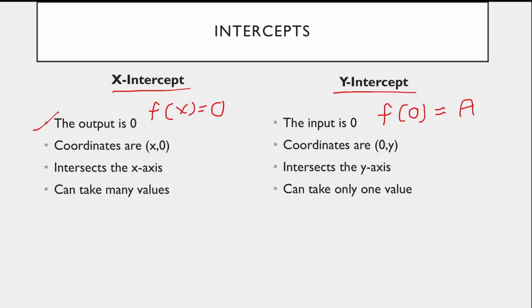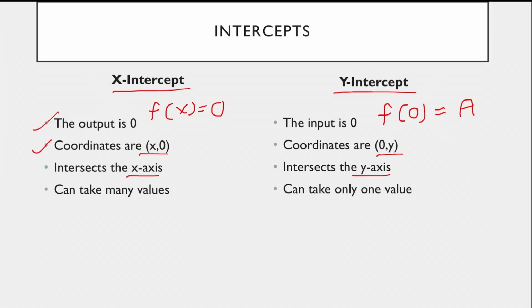The second point is that x-intercept has the coordinates x comma 0, whereas the y one has the coordinates of the form 0 comma y. As the name states, x-intercept intersects the x-axis and the y-intercept intersects the y-axis.